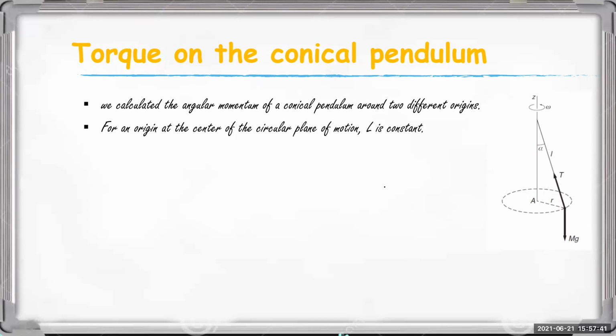Here we take the point A as the origin at the center of the circular plane. In that case, we obtain angular momentum LA is a constant.